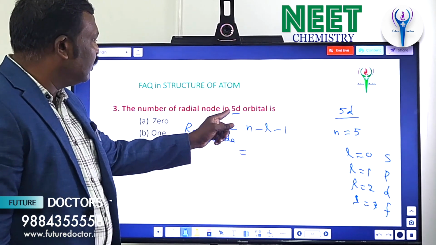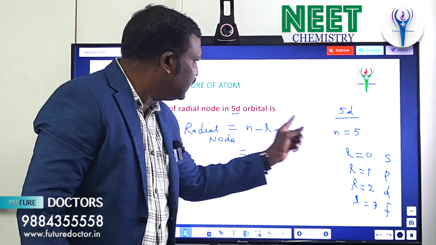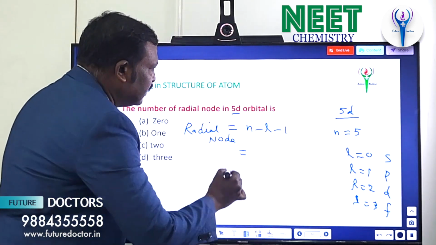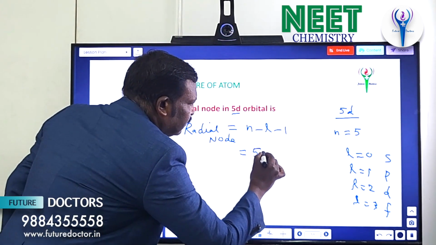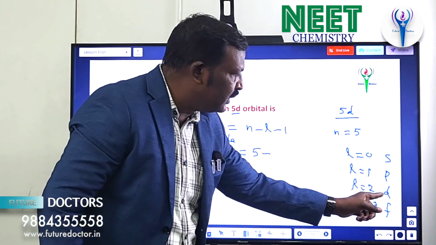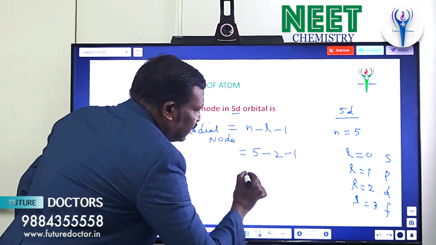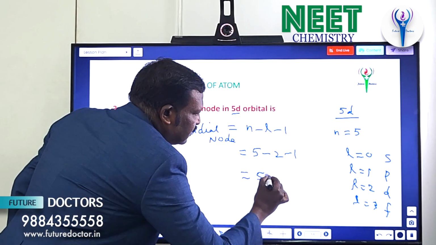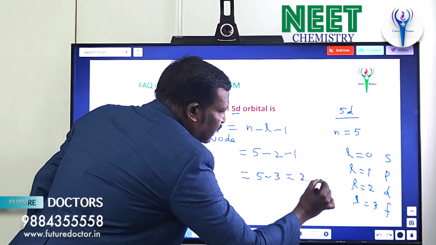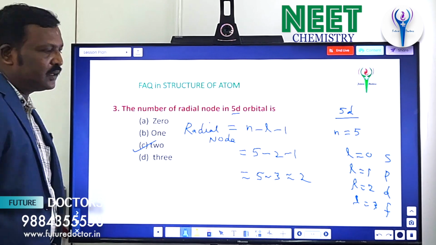n is nothing but the principal quantum number, as I told you. For 5d orbitals, what's the principal quantum number? Here it is 5, so we put 5 here. Understood? 5 minus l. For a d orbital, what's the l value? The l value is 2, minus 1. You know that? So 5 minus 3. So what? The answer is 2. So among these, C is the correct option.